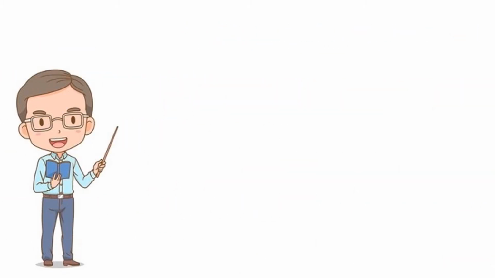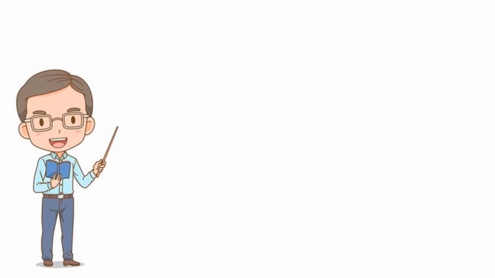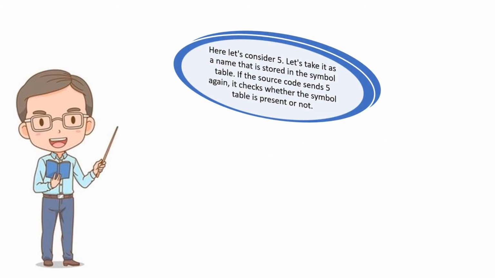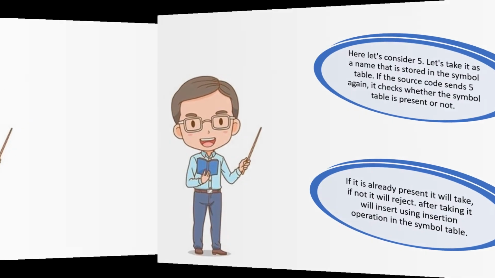Here is the diagram of the linked list. Initially, it is stored in a linear format. Here let's consider 5. Let's take it as a name that is stored in the symbol table. If the source code sends 5 again, it checks whether it is present in the symbol table or not. If it is already present it will take it, if not it will reject. After taking it, it will insert it using the insertion operation in the symbol table.